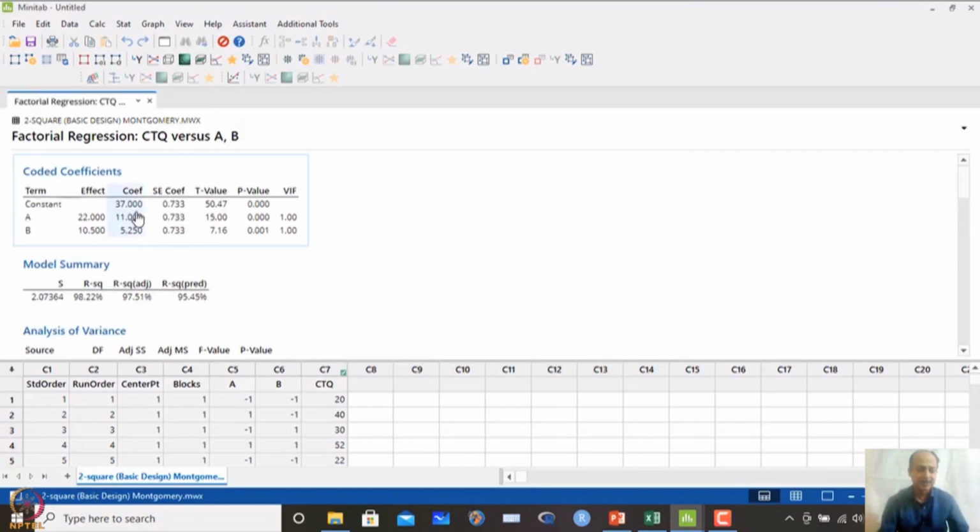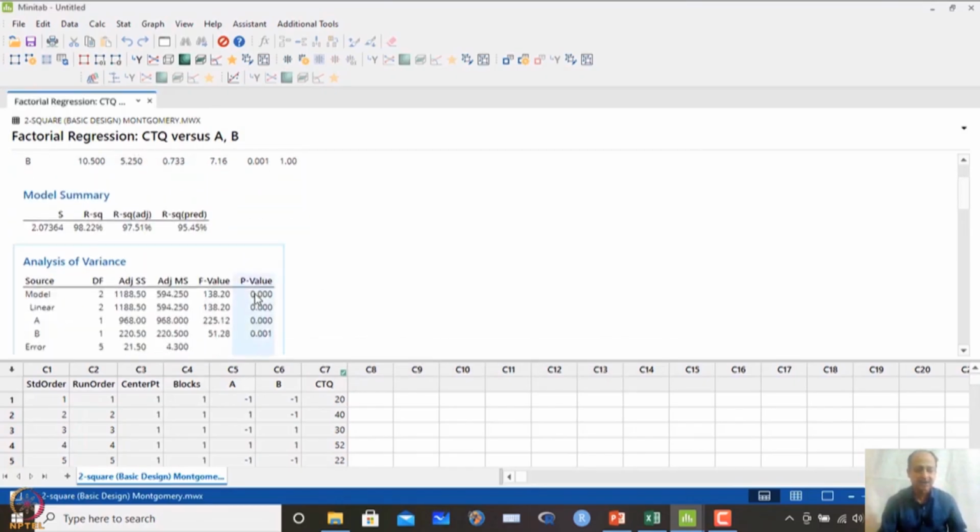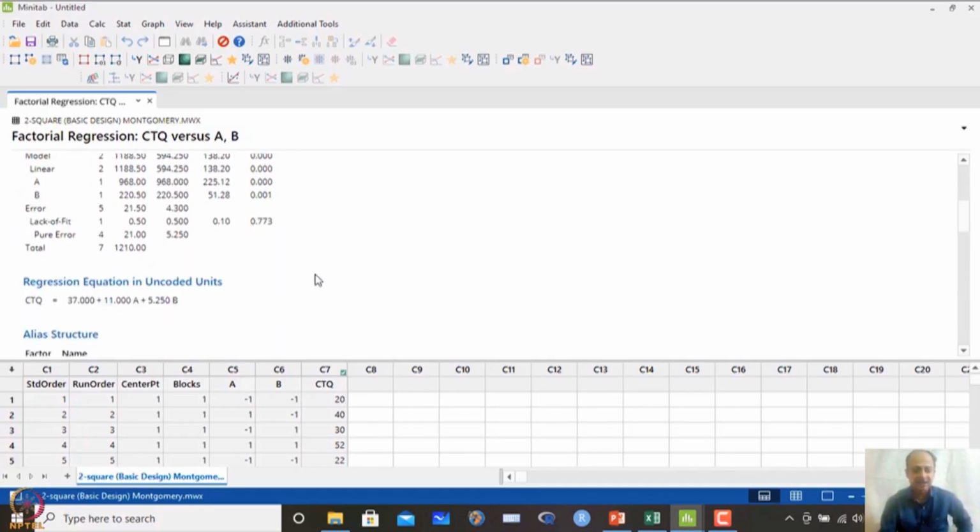So, when you do that, the coefficients are calculated over here. The only thing is that I lose something in the predictive behavior. Earlier it was 96, now it is 95, and the analysis of variance shows that there is no lack of fit over here.